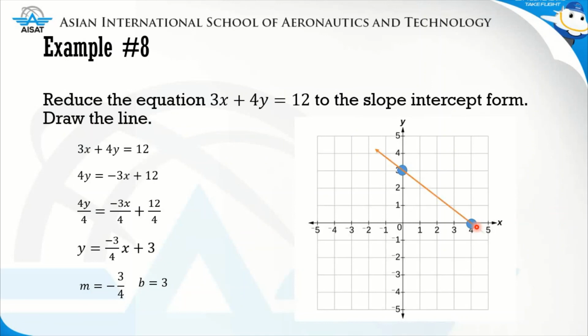Now, drawing the line, we have this orange line. So this is the line that represents 3x plus 4y is equal to 12.